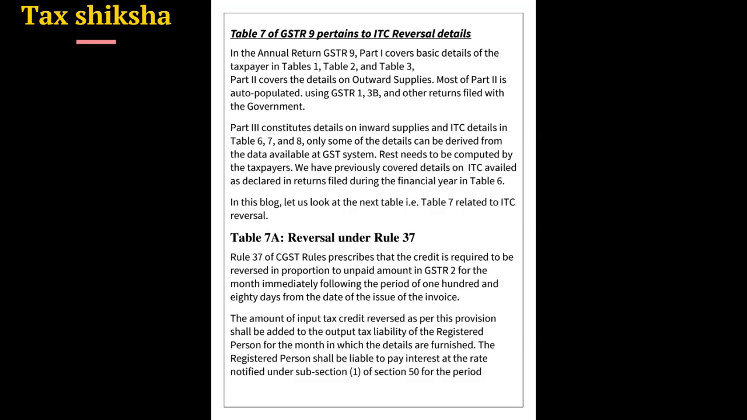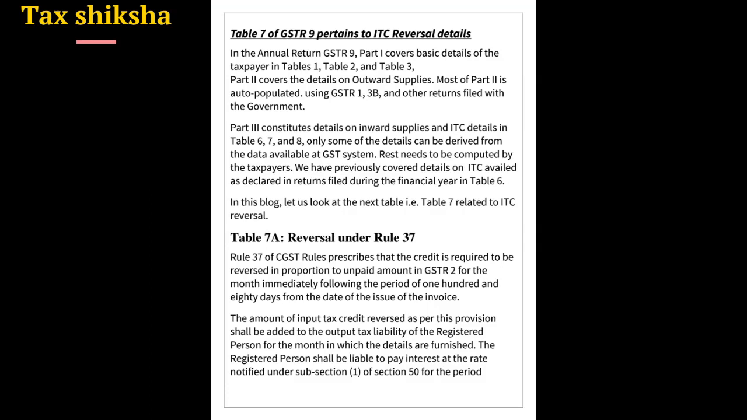We have previously covered details on ITC availed as declared in returns filed during the financial year in Table 6. Table 7A, Reversal under Rule 37. Rule 37 of the CGST Rules prescribes that the credit is required to be reversed in proportion to the unpaid amount in GSTR 2 for the month immediately following the period of 180 days from the date of the issue of the invoice. The amount of input tax credit reversed as per this provision shall be added to the output tax liability of the registered person for the month in which the details are furnished.